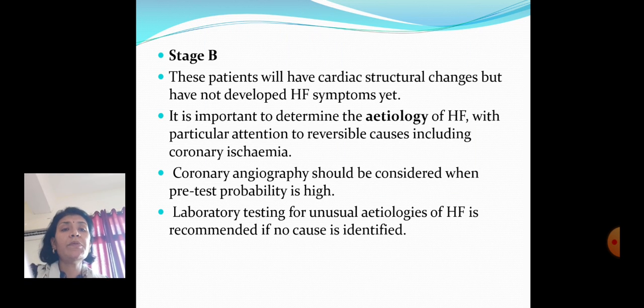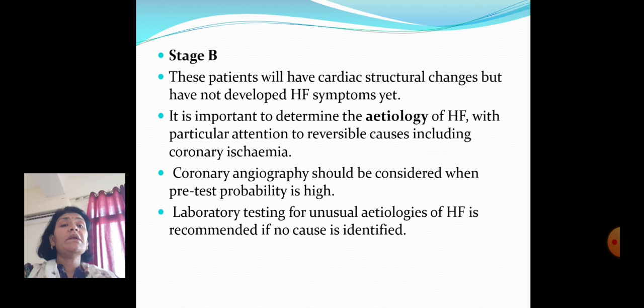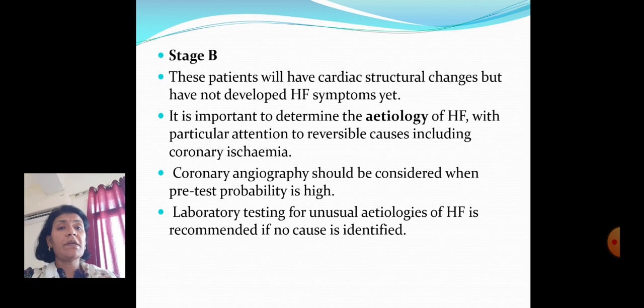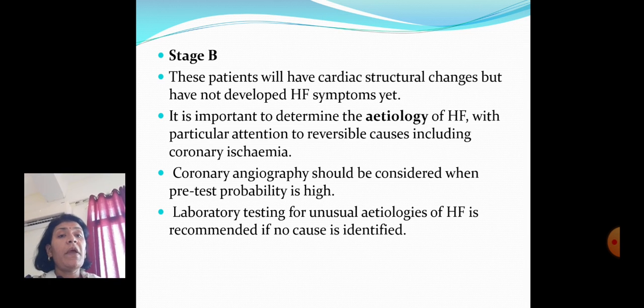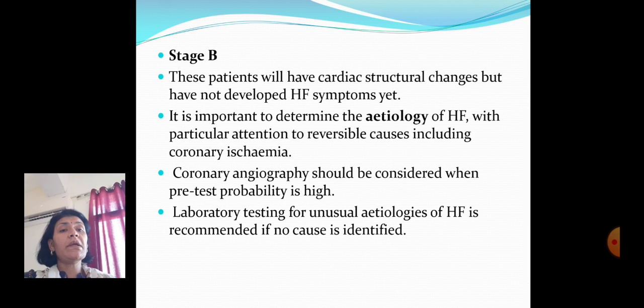Now coming to stage B. These patients have structural changes. The first stage A was just having the risk factors, but these patients have some cardiac structural changes, but they have not yet developed heart failure symptoms. In such patients, it is important to determine the etiology with particular attention to reversible causes, including coronary ischemia. Coronary angiography should be considered when pre-test probability is high, as can be assessed by TMT or other tests. Then lab testing for unusual etiologies of heart failure is recommended if no cause is identified.